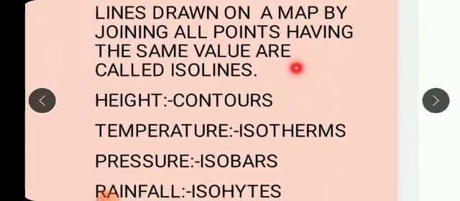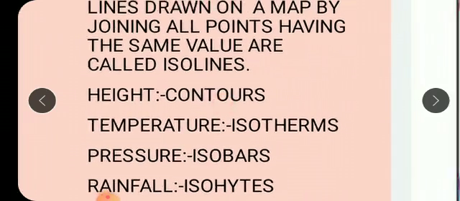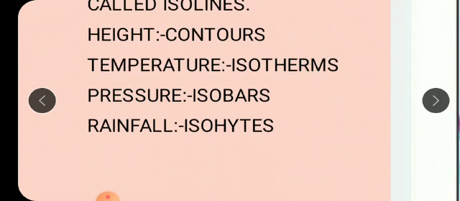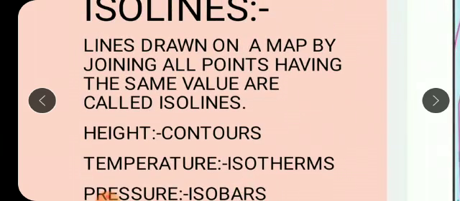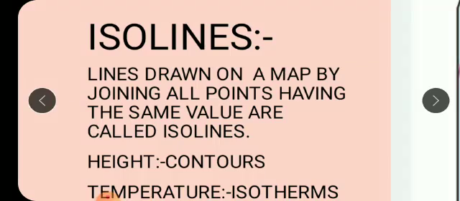Yes. But when the same line we draw to measure the height, it is called contours. When the same lines we draw to measure temperature, it is called isotherms. And when the same line we draw to measure pressure, it is called isobars. And when the same line we draw for measuring rainfall, it is called isoheights. Okay, remember the basic meaning of isolines: lines drawn on the same value. They are called the isolines.